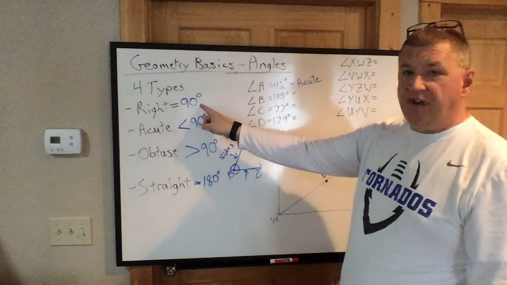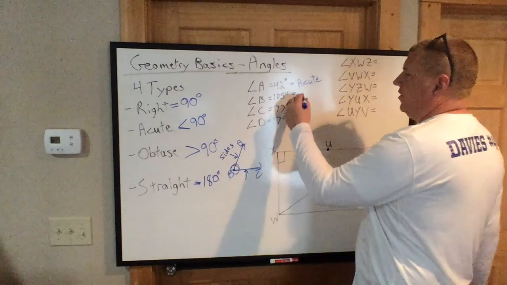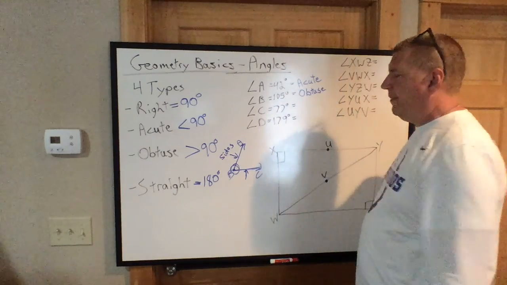So angle B measures 105 degrees. Now, it's not equal to 90. It's not less than 90. It is greater than 90. So this one becomes an obtuse angle, gets labeled as that.